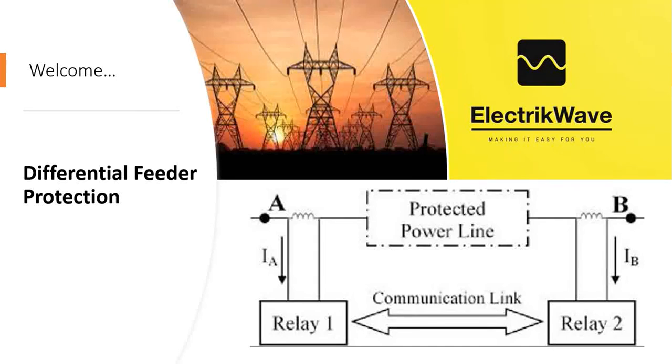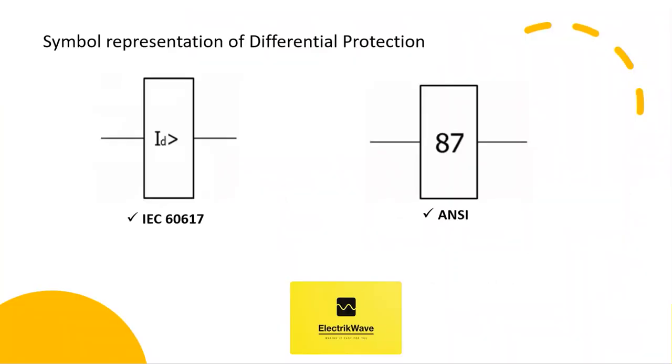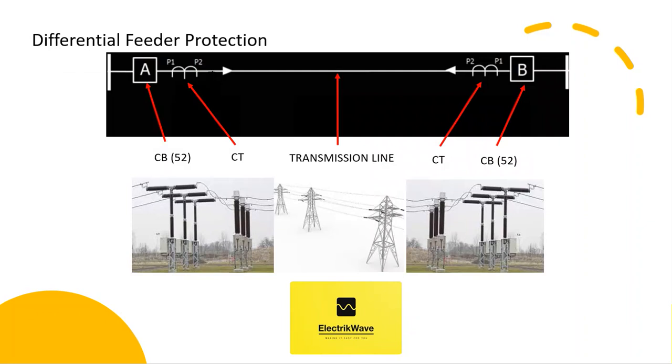Welcome. Let's see differential feeder protection, in respect of transmission line, distribution line. Symbol representation of differential protection. As per IEC 60617 it is denoted as ID. As per ANSI it is denoted as 87. Here we will see the principle of differential protection.